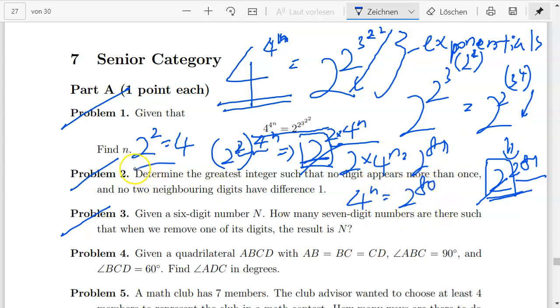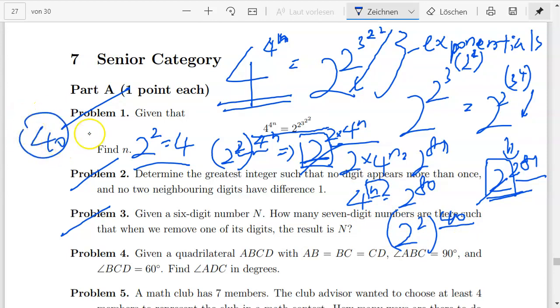And then using this fact again, we can see that 2 to the power of 2 times 40 equals 4 to the power of n. So these two are the same again. So our n is just 40. Let me jot it down, and take a look at problem 2 first as I erase some things.